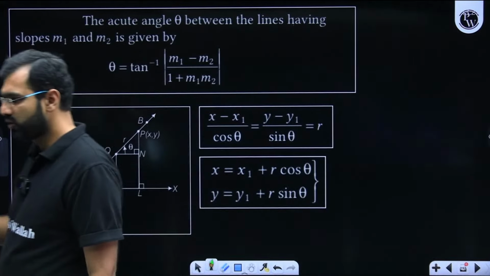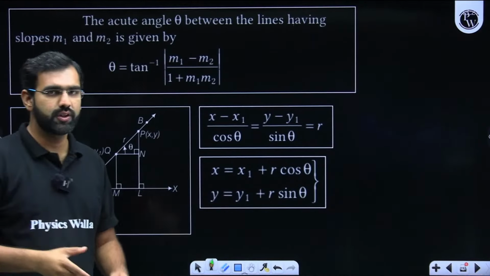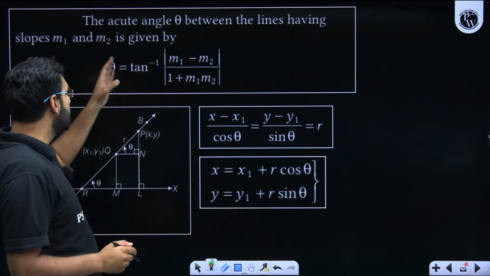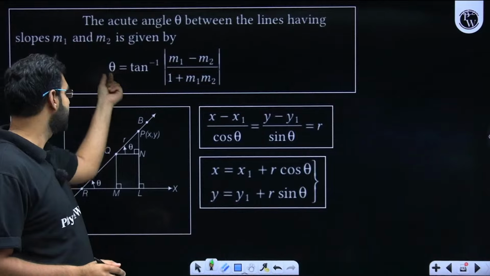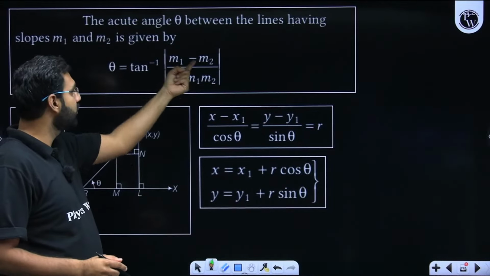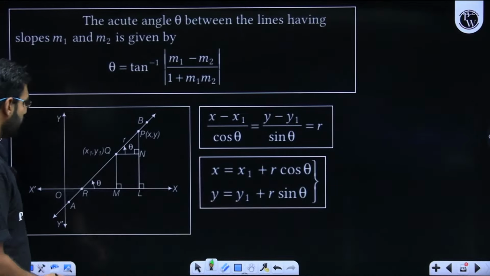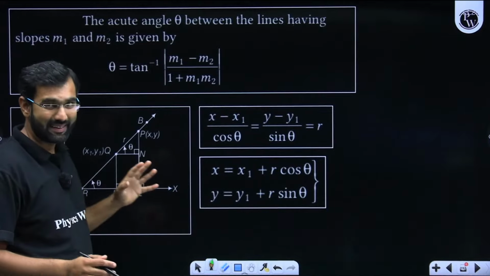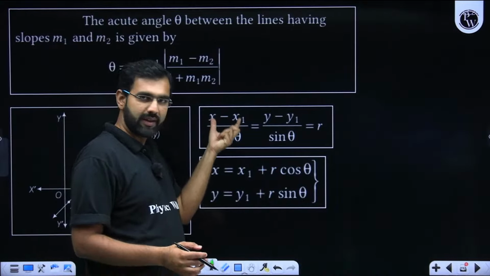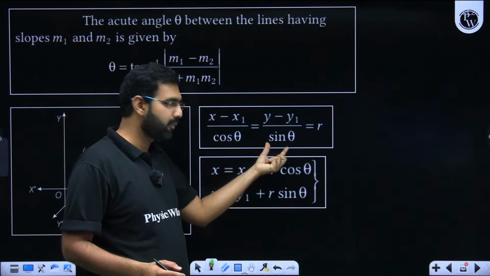This is something which is more interesting. If you know the slopes of two lines, the acute angle between them is given by theta equals tan inverse of modulus of (m1 minus m2) upon (1 plus m1 m2). Parametrically, if there is a line having slope tan theta, I write it as (x minus x1) upon cos theta equals (y minus y1) upon sin theta equals r.